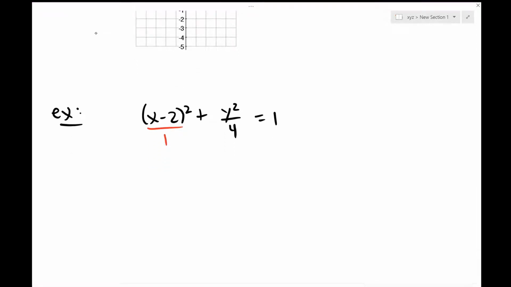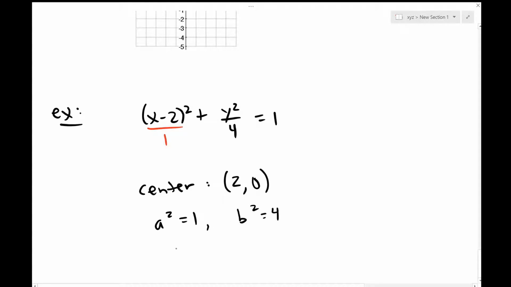And so when we're looking at the coordinates of the center here, our h value, hopefully is not too difficult to tell, is 2. But notice that for the y term, we just have y squared. And so we can recognize that the k value in this case will be equal to 0. So that's the coordinates of the center. And as we mentioned, a squared is equal to 1 and b squared is equal to 4. And so that means that a itself will be 1 and b will be 2.